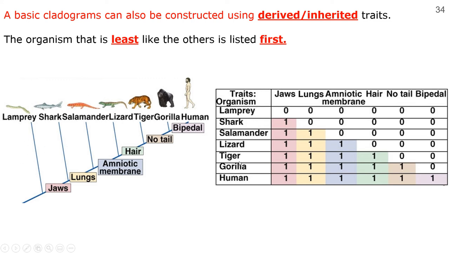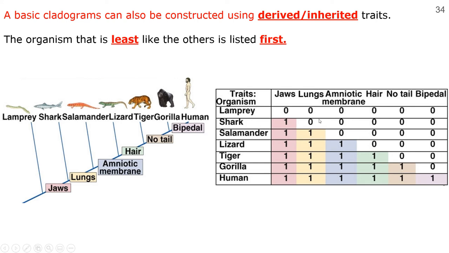So if we look at this list of organisms, and they were nice that they put them in order for you, and they have these different derived traits, like whether or not it has jaws, whether it has lungs, hair, no tail, bipedal. And for each of these derived traits, each organism will get a score, like does it have it, does it not have it. And as we can see, for the lamprey, it has absolutely none of these traits. And then the shark has only one. It only has jaws, but sharks don't have lungs, they don't have hair, they're no tail. That seems not correct, but whatever. A shark is definitely not bipedal.